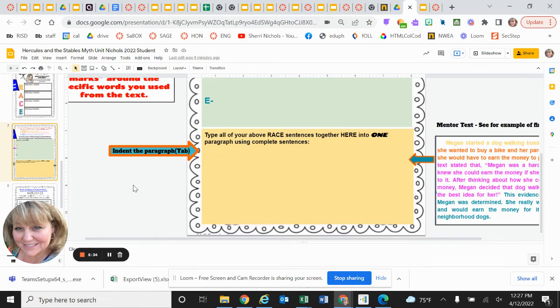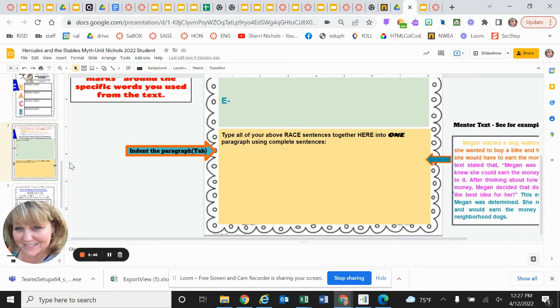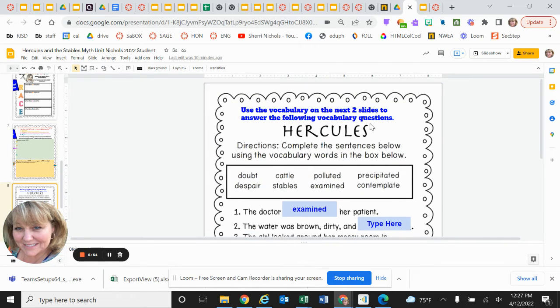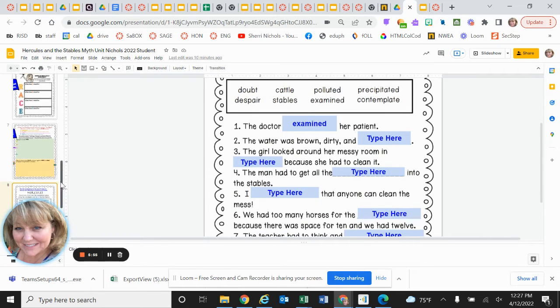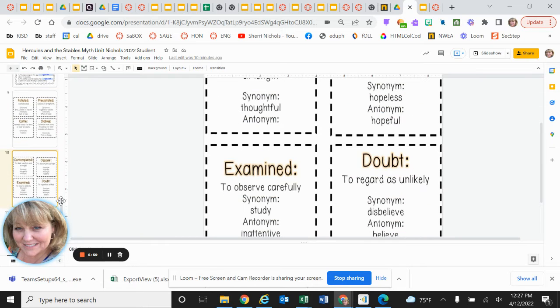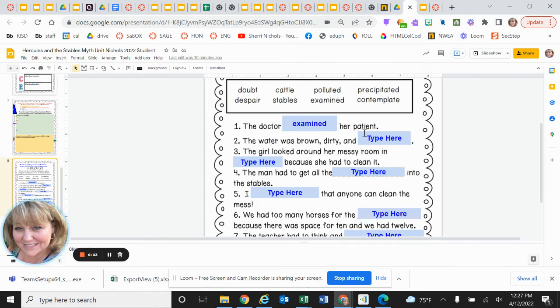So go through that process and then put it all together as one paragraph, and don't forget to indent your paragraph. Here is your mentor text paragraph over here. See how this is set up? Your final paragraph should look like that. And then finally, you're going to learn some of the vocabulary and use it. And then you can review the vocabulary words if you're not sure what they mean. Review them on slides 9 and 10, and then go back to slide 8 and fill in each one.